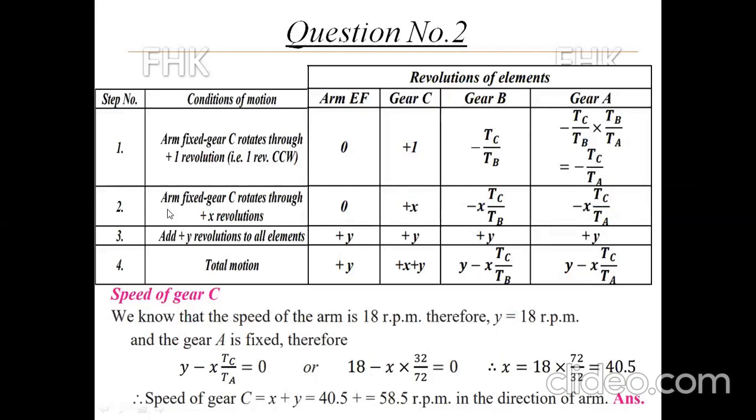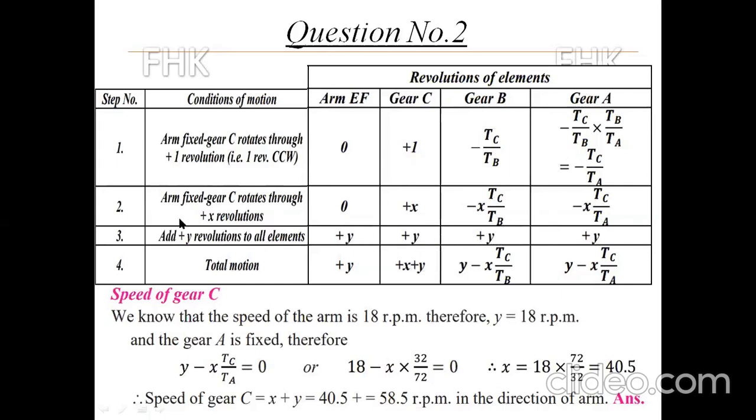Now the second step is arm fixed, gear C rotates through plus X revolutions. So multiply all these terms by X. It will become 0, plus X, minus X into TC by TB, minus X into TC by TA. Third step, add Y revolutions to all the elements. So plus Y, plus Y, plus Y, plus Y.